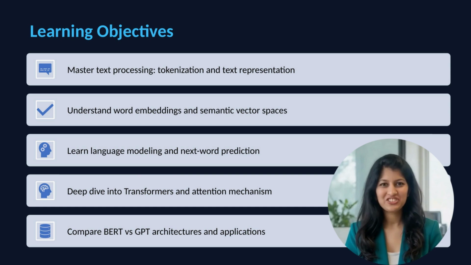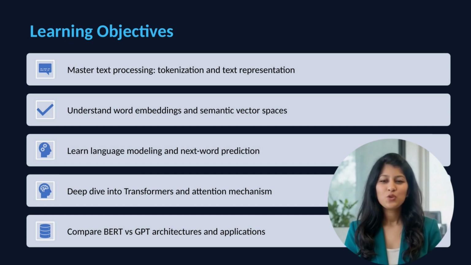Here's what we'll master today: the core concepts that power modern NLP systems. First, we'll understand how text is processed and represented. Computers work with numbers, not words. Tokenization breaks text into units, and embeddings convert these units into vectors that capture meaning. This mathematical representation enables all subsequent processing.